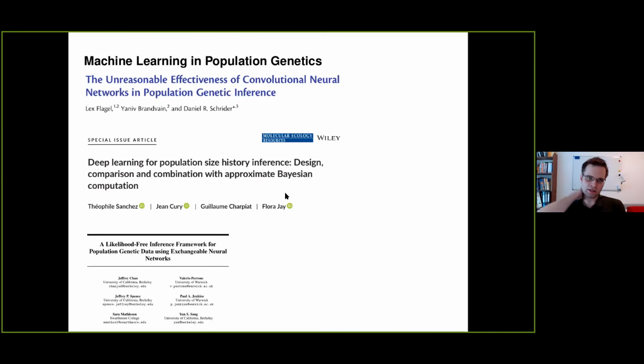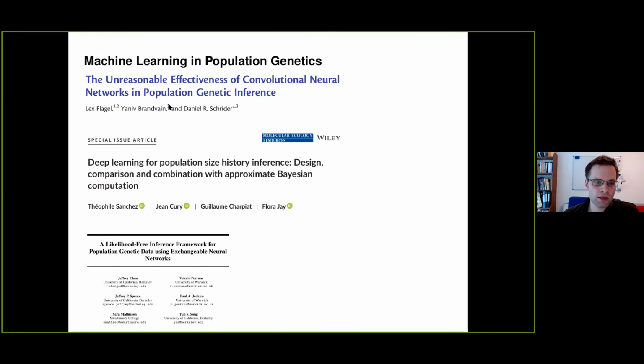So our goal is now to use the same ideas, that all the information in the trees is really important in population genetics, to develop new and understand machine learning approaches in population genetics. And in the last years, there has been some progress in this area.